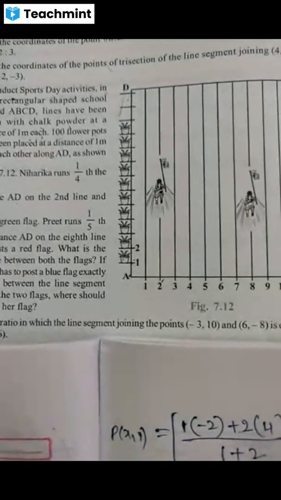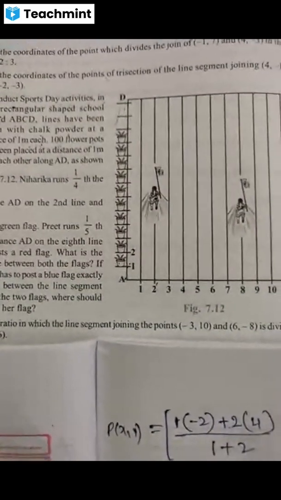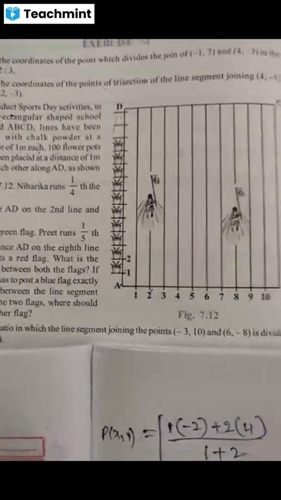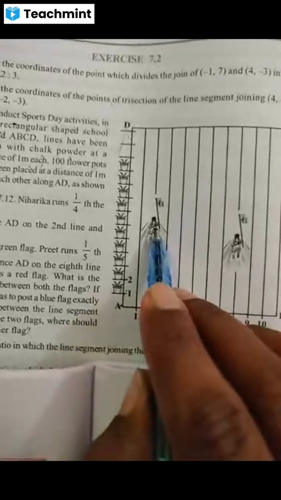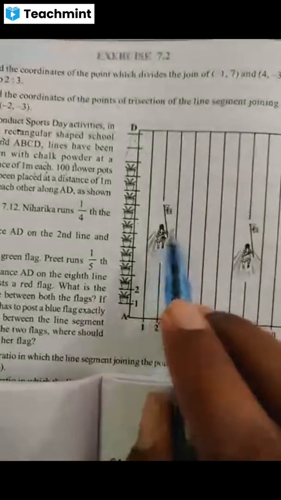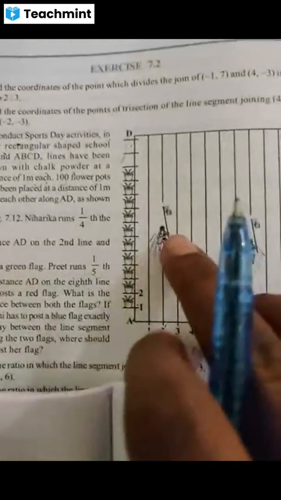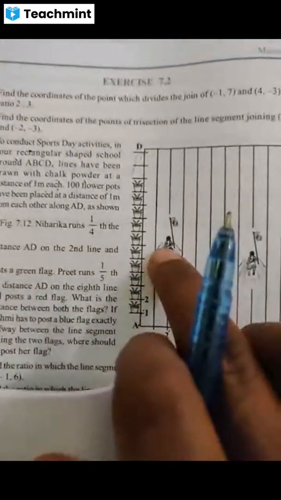Coordinate point of Niharika. Which position will you use? 2 comma 25. Very good. So Niharika is at 2 comma 25 position.